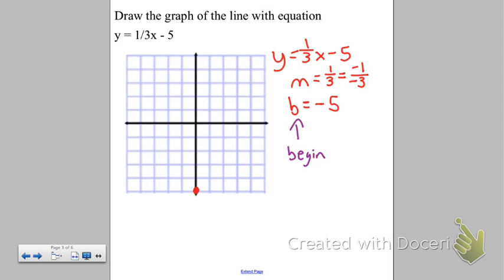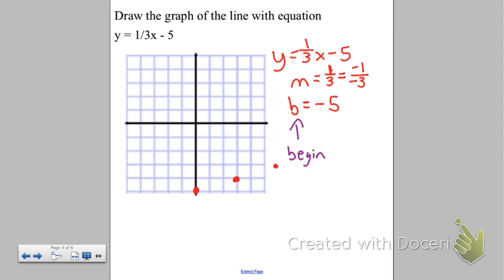Now I'm going to rise 1, since it's a positive 1, and run 3 to the right. So rise 1, run 3. 1, 2, 3. Go again. Rise 1, run 1, 2, and I can estimate that my next point would be over here.